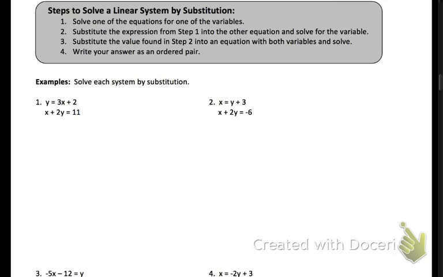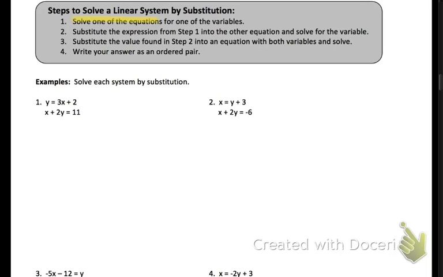In order to use substitution, the first thing that you need to do is solve one of the equations for one of the variables. Now this can be x or y. It does not have to be just y. We're so used to doing y equals mx plus b, but you can solve for x if you want. Now, really, the only time that you would ever want to use substitution, because we're going to learn another method in a little bit, the only reason you'd ever want to use substitution is if one of the variables is already by itself. Otherwise, I would use a different method.